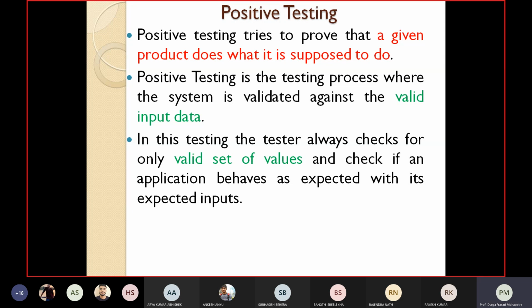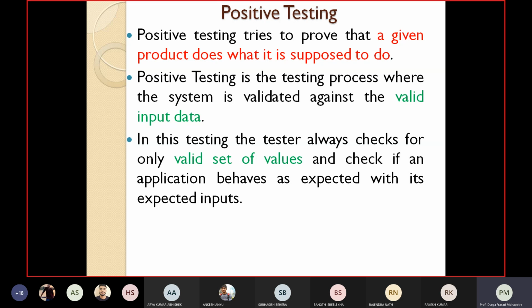This positive testing is the testing process where the system is validated against valid input data. You have to give only valid input data. Suppose the maximum number of books you can take is 3. So you should give the valid data 1, 2, 3. You should not give less than 1, that is 0, or more than 3. You have to give only valid input data.